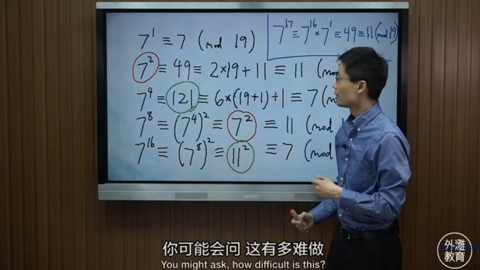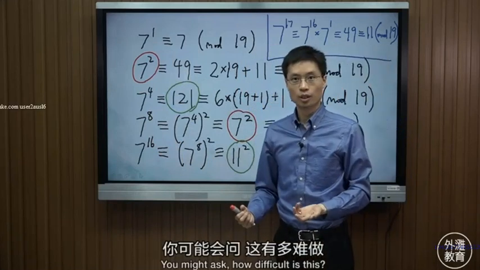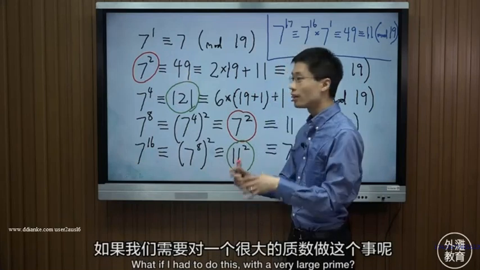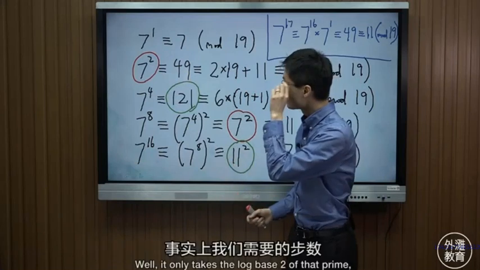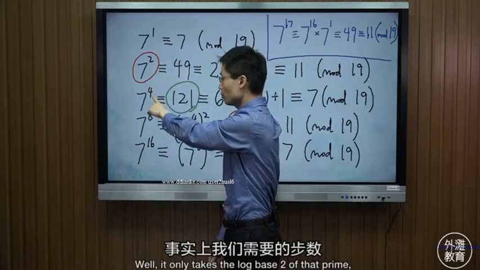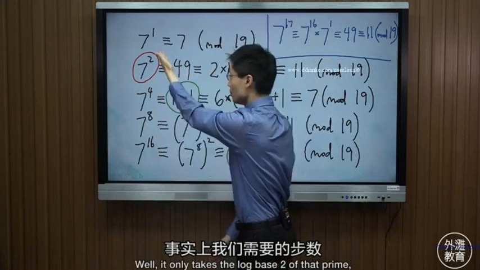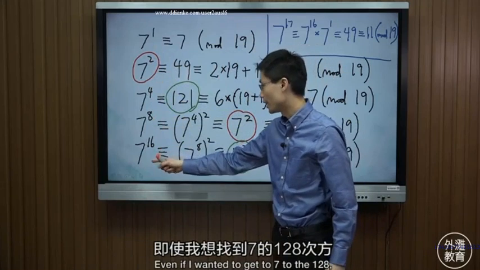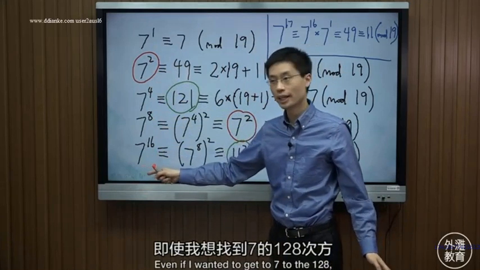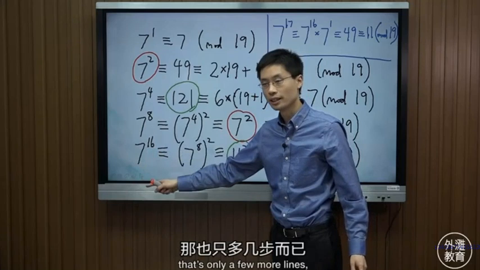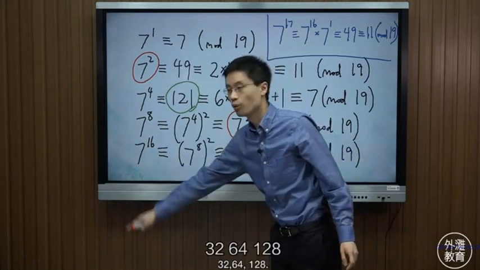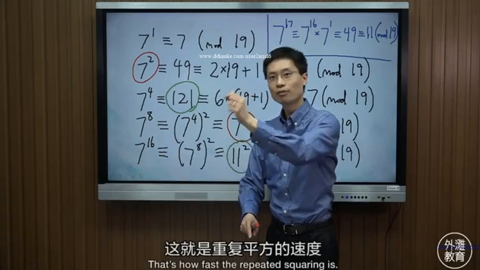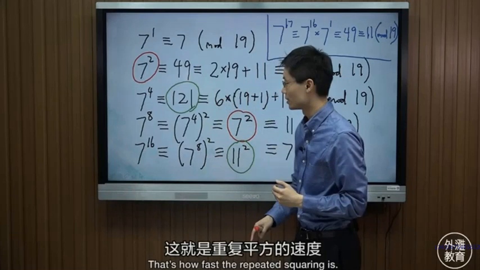You might ask, how difficult is this? What if I had to do this with a very large prime? Well, it only takes the log base 2 of that prime many steps in order to get there. Even if I wanted to get to 7 to the 128, that's only a few more lines. 32, 64, 128. That's how fast the repeated squaring is.